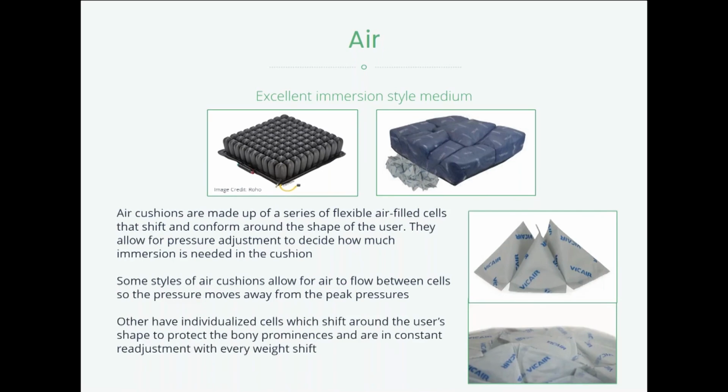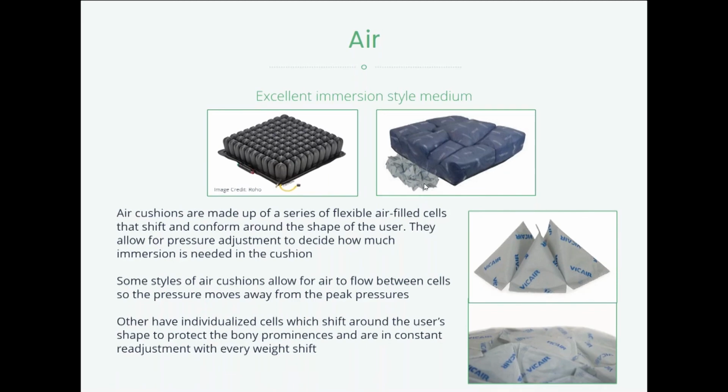Other styles of air cushions are made up of little tiny individual air cells. And these individual air cells shift around the user's shape to really protect the bony prominence, that are in constant readjustment with every weight shift. So every time you move, the air cells will shift with the person, constantly protecting the bony prominence no matter where it is as the person shifts on the cushion.